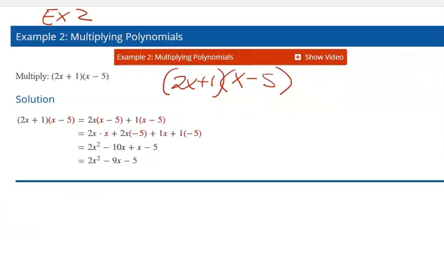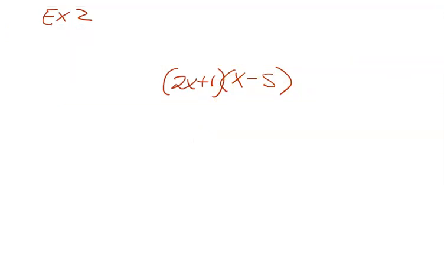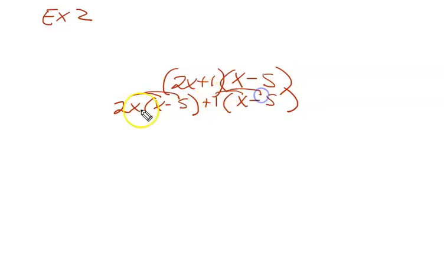Now for example 2, it's a binomial now multiplied by a binomial. And we'll go through the regular protocol for this. Writing it out, 2x times x minus 5 and a +1 times x minus 5. And we're going to just do the distribution. So this is 2x² minus 10 plus this 1 times this is just going to be x minus 5.